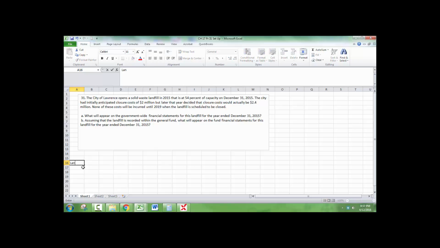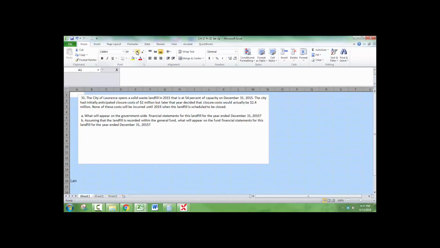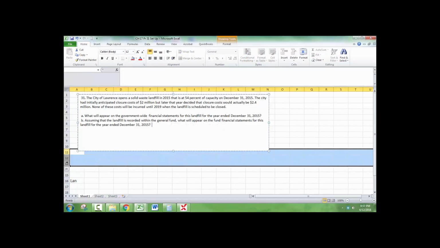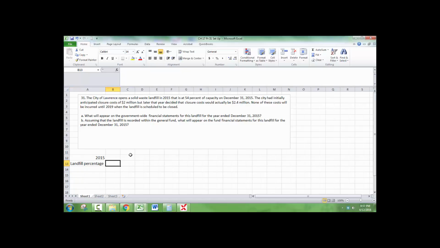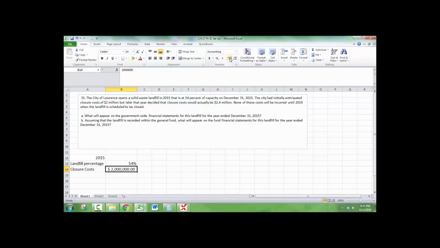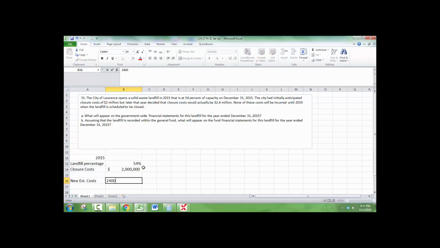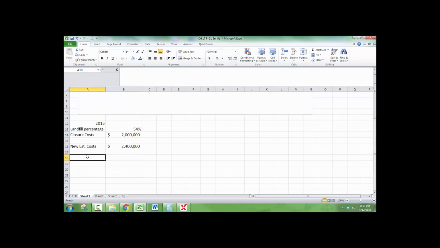Okay, so let's start here. We have, I'm going to make this bigger, actually. All right. So, we have, this is 2015. We have landfill, I'm going to put down the given information, landfill percentage, and this is 54%, and then the closure costs, $2 million, and then a new estimated cost is $2.4 million.